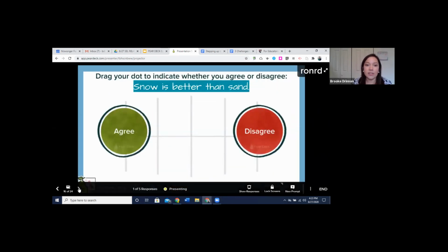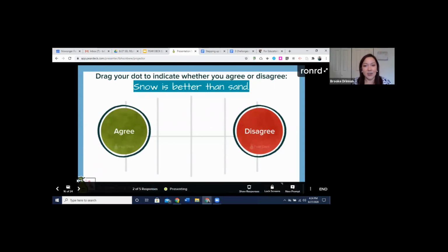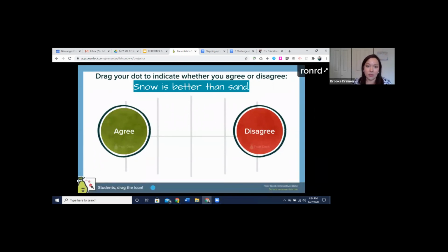So there's another strategy or another activity that we had built in with Pear Deck, and this was another template that was all ready to go. So you could just give students a prompt to discuss, to either agree or disagree. Ideally, you would relate that to your day's lesson or something that they've been reading or a text that you just gave them to read.